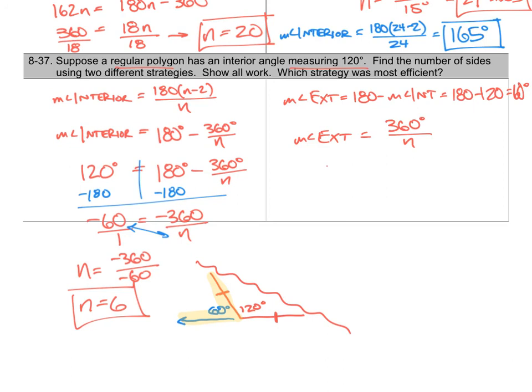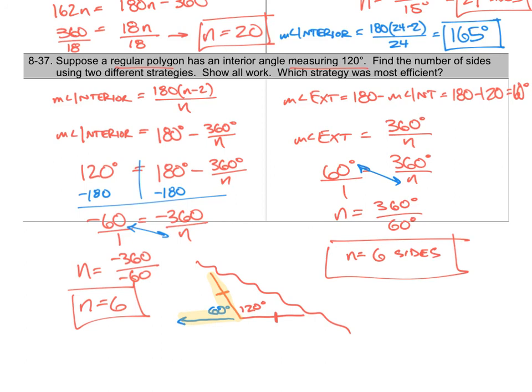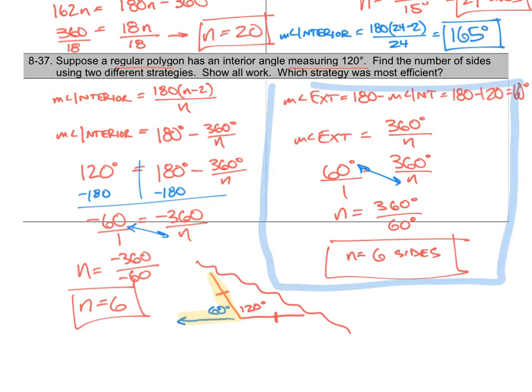So if I have that 60 degree angle, and then I have this 360 over n, again, we can swap the diagonals here. And I have n over 1 equals 360 degrees divided by 60 degrees, and we get the same answer. There are other strategies as well, but they're all variations on the same thing. What we're asked to do now is answer the question, which strategy was the most efficient? That's really up to you to decide. I think this one is most efficient. It looks like fewer steps here, but that's really a matter of personal taste and preference. It's up to you.